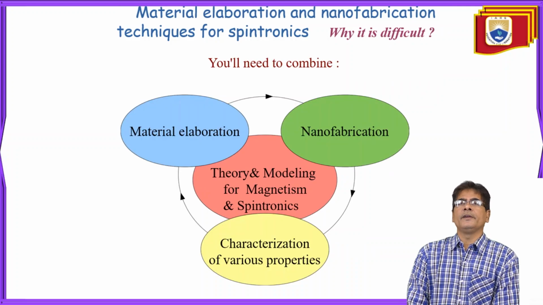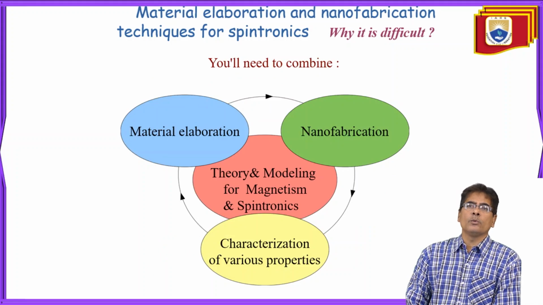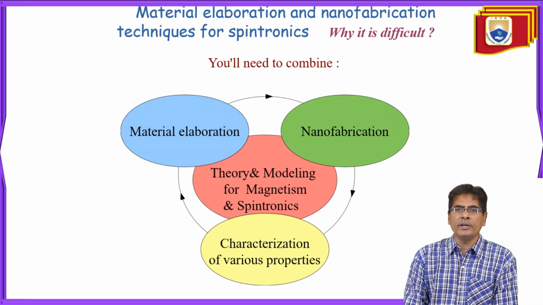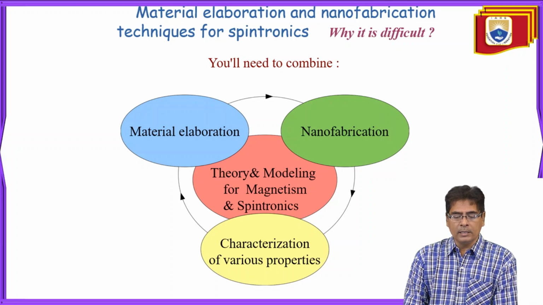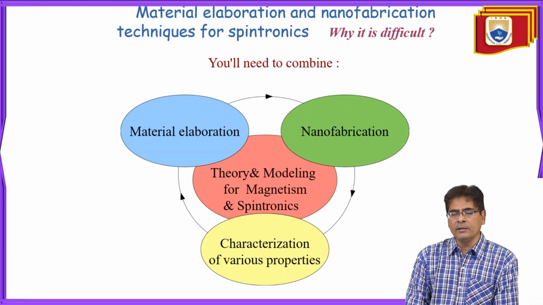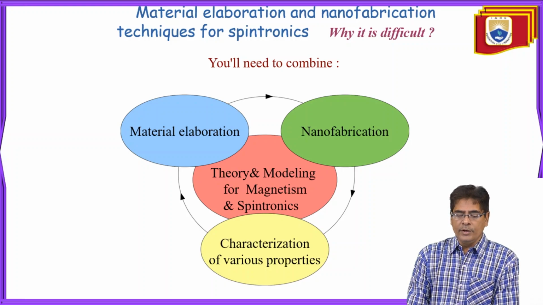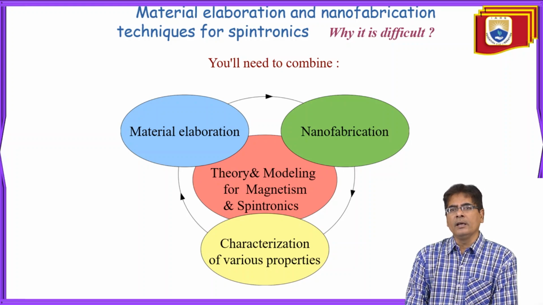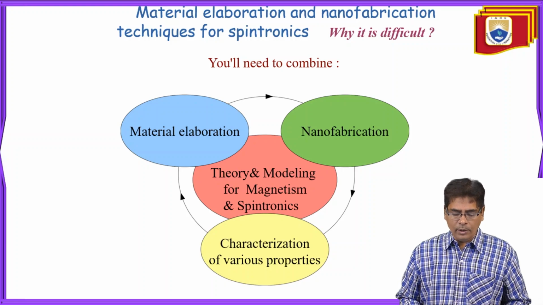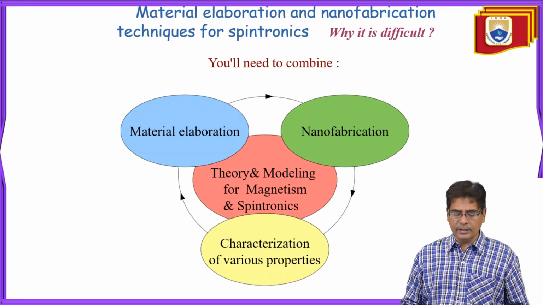Earlier, why it is important, and now why it is difficult? Here we need to combine the material elaboration with nanofabrication. Obviously, after fabrication of the materials, we need to go for characterization, showing the various properties by characterizing, and then we need to understand the theory and the modeling for magnetism and spintronics. The modeling also needs to be done for magnetism and spintronics, right?